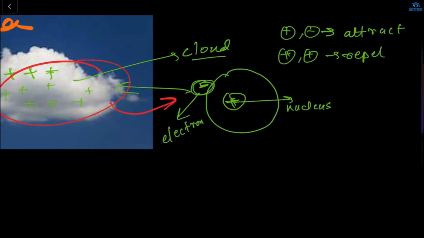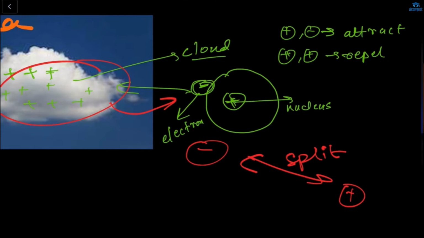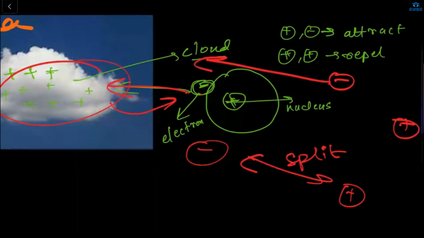So in this way, what will happen? The positive and negative will split. Why? Because this positive will attract this negative thing, and the nucleus will split. So it will be like this. The negative will be here and the positive one will be split, and this negative will go to the positive cloud area part.